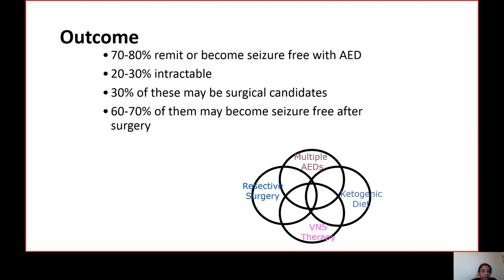So that means you may reduce the seizures to a certain extent, but not 100%. When you take the outcome of these methods that we use, a patient who comes with epilepsy, about 80% will become seizure-free with anti-epileptics. The next 20% will be intractable. And out of that 20%, 30% will be surgical candidates, maybe where some lesion is there that we can correct by surgery. Out of that, about 70% will become seizure-free after surgery. But the rest, totally about 25%, will remain intractable.